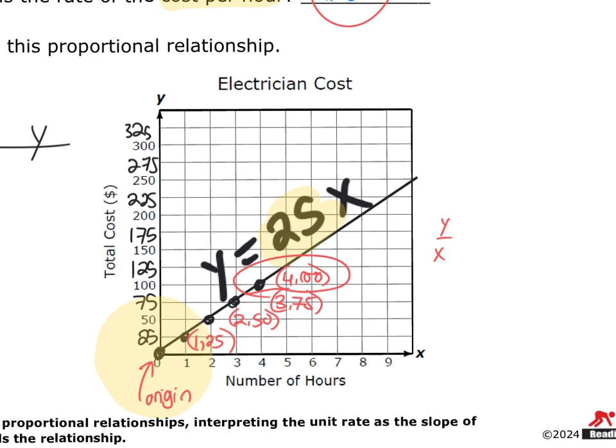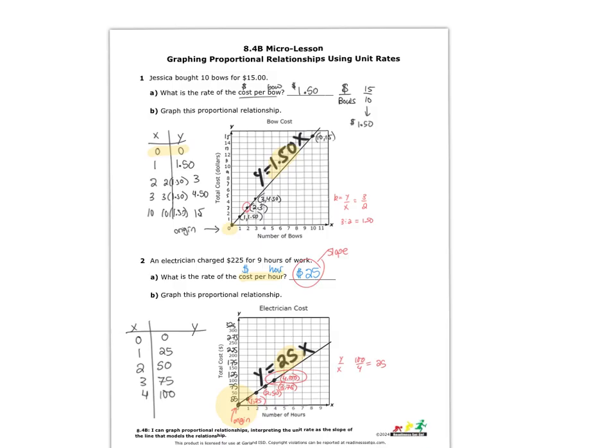So y over x would be 100 over 4. We already showed earlier that that was 25, right? So you can use a graph to determine your slope as well. When it's proportional, you just divide the y coordinate by the x coordinate, and that gives you the slope of the line. So let's review our steps.